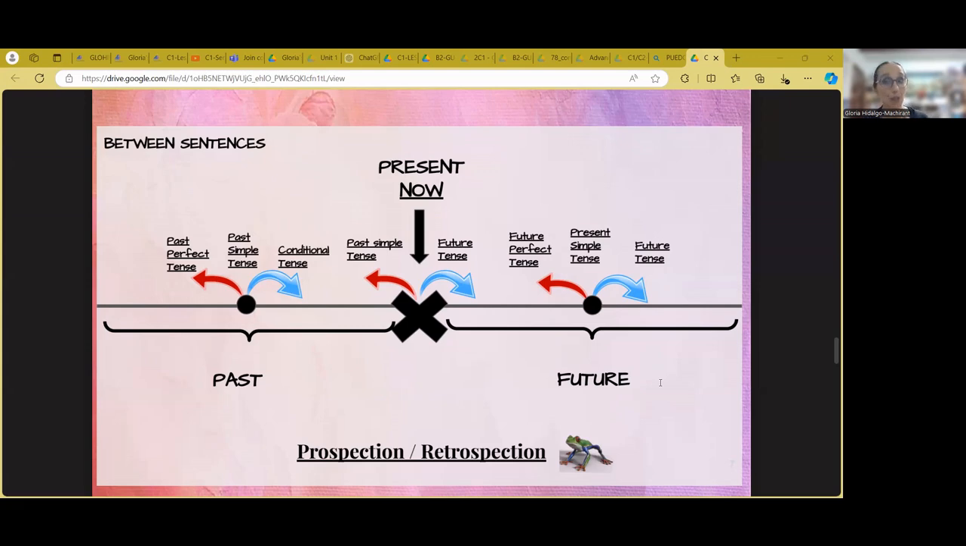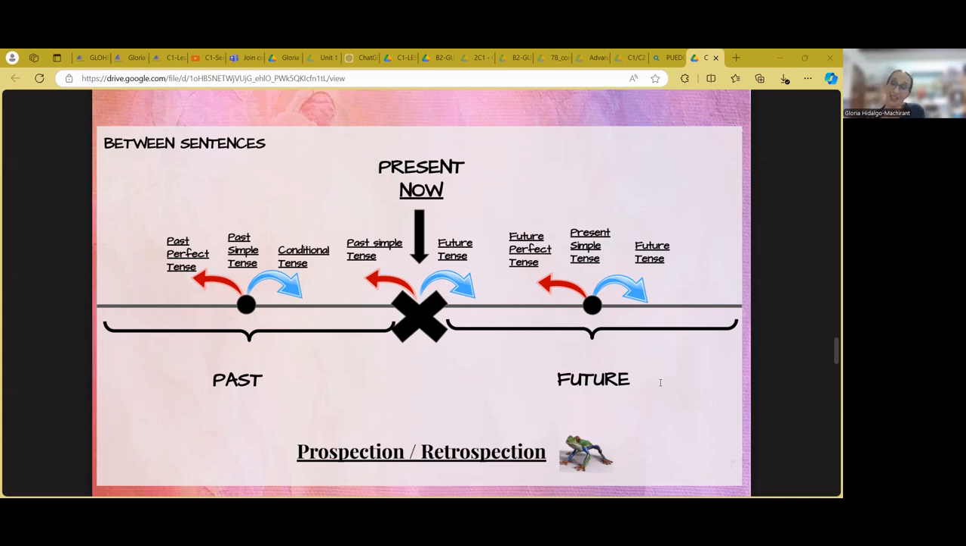Or for example, with the I wish, every time I make this face means that I am hypothesizing. I express a wish, I express a hypothesis, I am dreaming away. So with the I wish, my son would pass his C1 this year. So I am expressing a wish referring to the future.